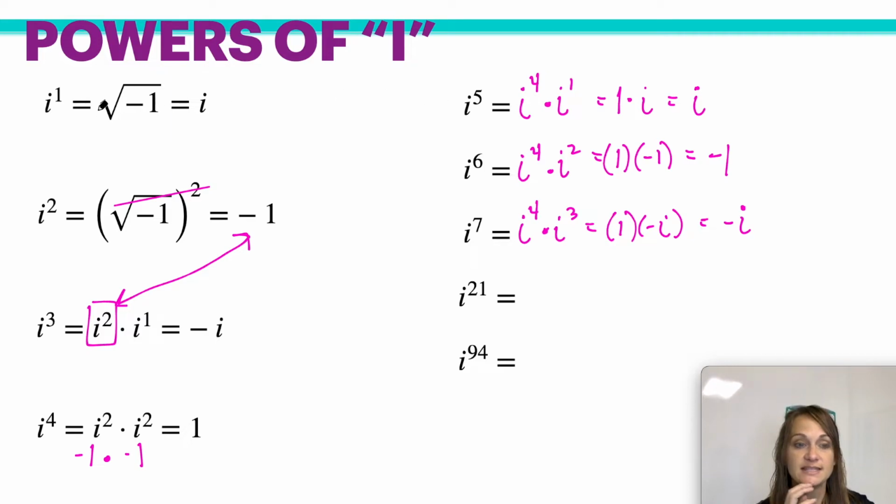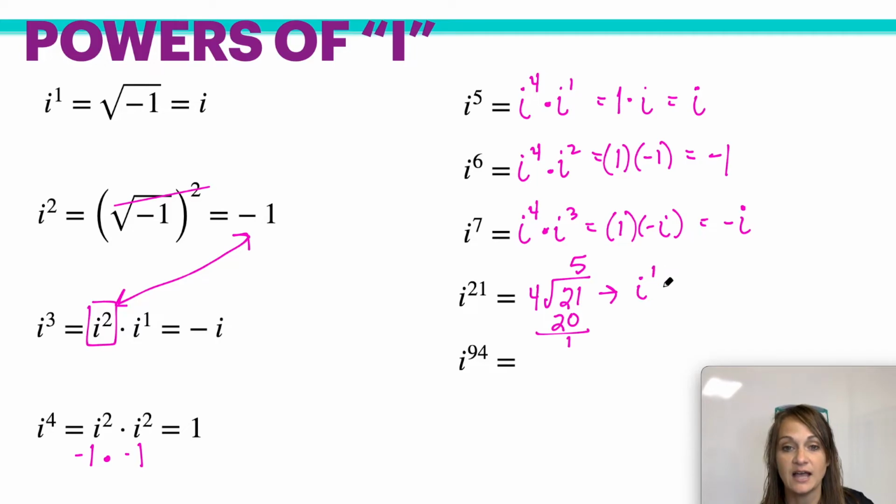So i to the 5th is the same thing as i to the 1st, i to the 6th is i to the 2nd, i to the 7th is i to the 3rd. So if I did i to the 8th, it would be the exact same thing as i to the 4th. The way you do it is that since every multiple of 4 repeats, you could say, okay, 4 goes into 21 5 times perfectly, and you're left with 1. So i to the 21st is the same thing as i to the 1st. Whatever the remainder is, that's your actual exponent. And so i to the 1st is i.